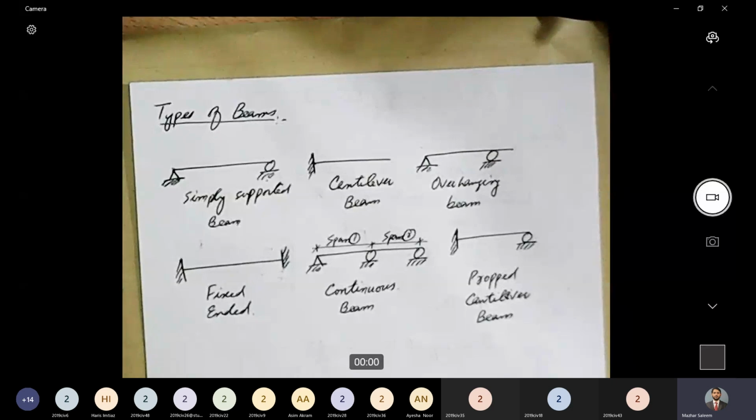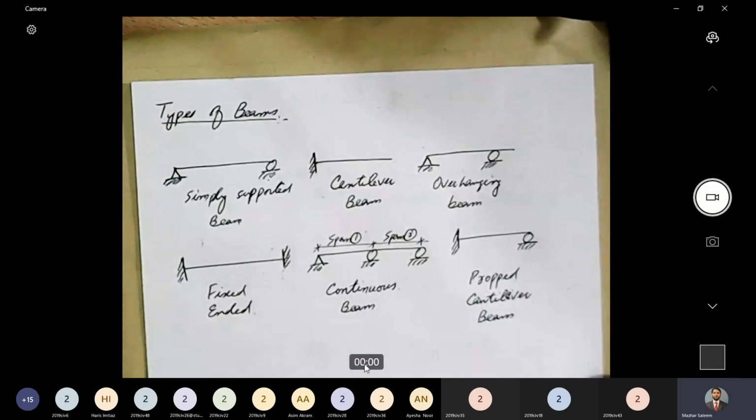Now, after these types of beams, there is another concept about determinacy: determinate beams and indeterminate beams. Have you guys heard about this concept? Will anybody explain determinacy and indeterminacy? Anyone?